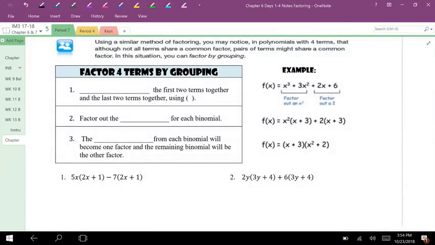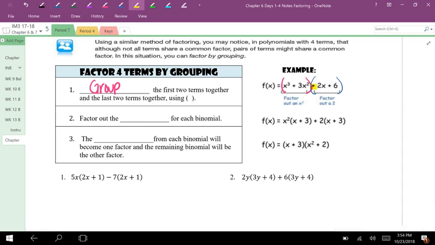So the very first step when we do factor by grouping, we're going to group the first 2 terms together and the last 2 terms together. So here on the example, you group the first 2 in pink, and then in blue here, we're going to group the second 2. Make sure to include that plus sign in front of the 2 in that second group, because it'll be more important when you're working with negative numbers.